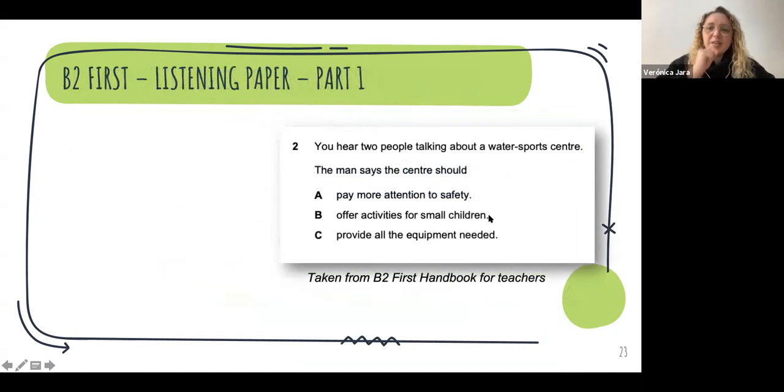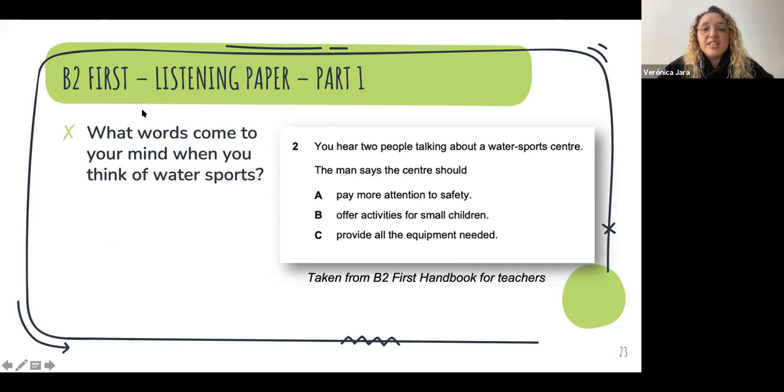Let me give you an example from the B2 First handbook, one of the sample papers you have there. This is something very simple that you could do with students. I chose in this case question 2 from part 1, but you can do this for any question. Remember, part 1 has these independent mini conversations. So this is the question. You hear two people talking about a water sports center. So this is what I would do with my students.